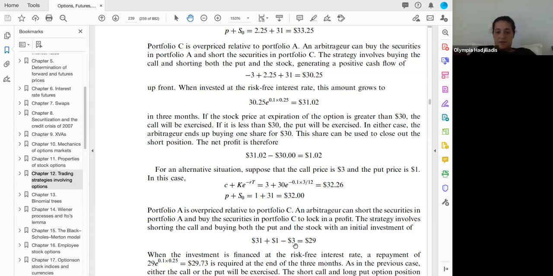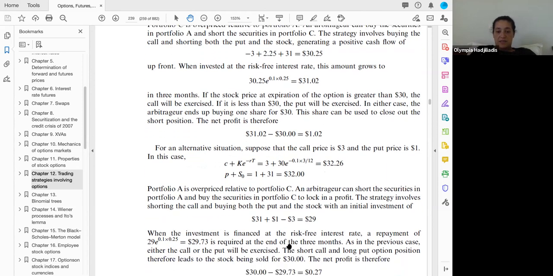The initial investment is $29. When the investment is financed at the risk-free rate, this is the price of the put, this is the price of the call, and this is the stock itself, the underlying stock price. So the initial investment is 31 plus $1 minus $3, because you're shorting the call, which is $29.